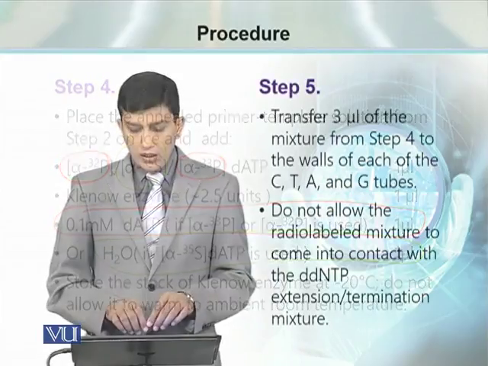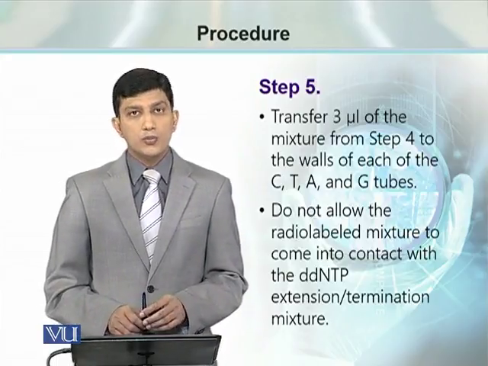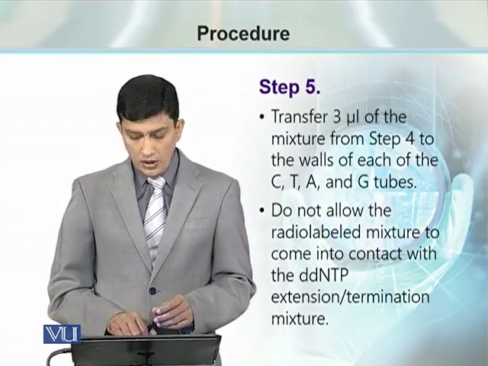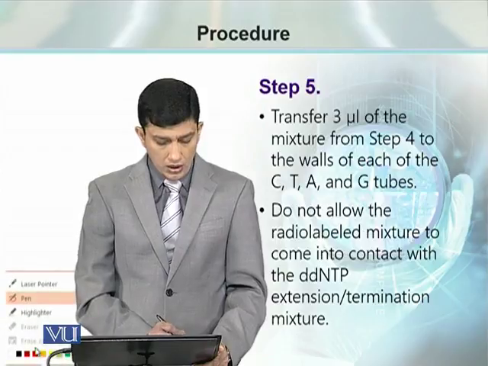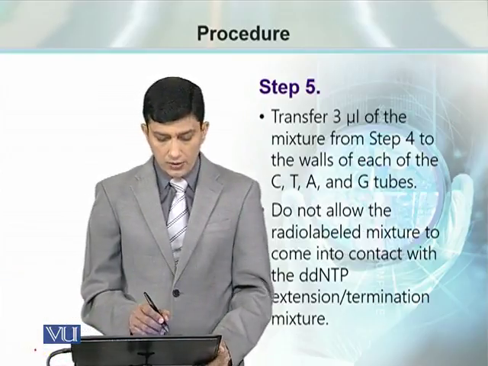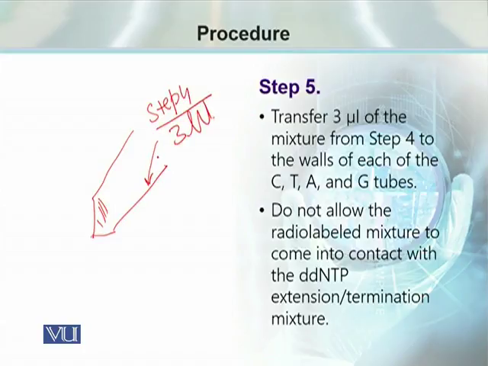Then in the next step, we are going to add 3 microliter of the mixture from the previous step to each of our label tubes, that is C, T, A and G tube. But at the same time, we will try that our mixture should not go to the bottom. If you look at this drawing, this is the tube in which we have our reaction mixture. We are going to drop the step number 4 mixture, the 3 microliter, on the wall of the tube. Because this contains the radioactive material, it should not go and directly touch the other liquid material or the mixture.